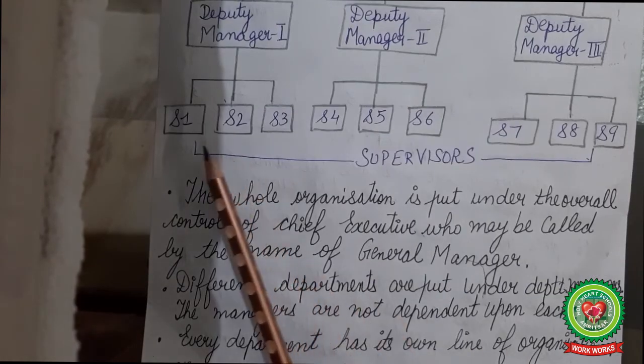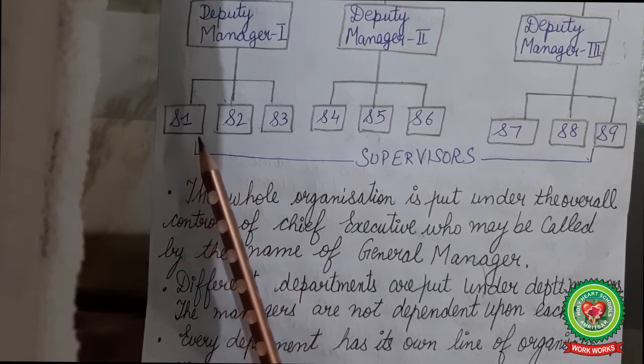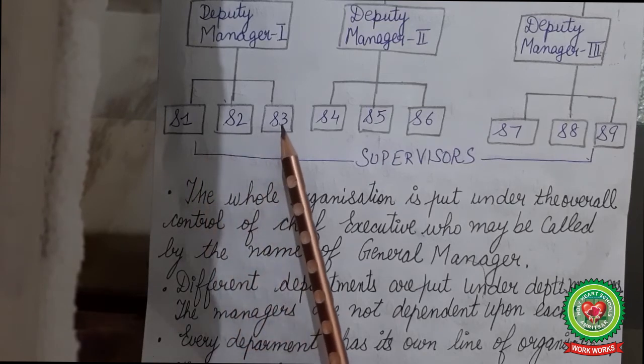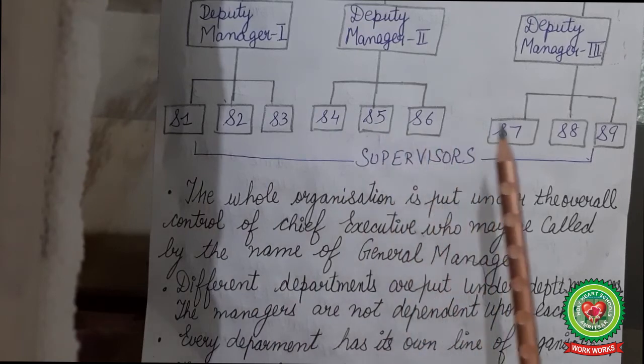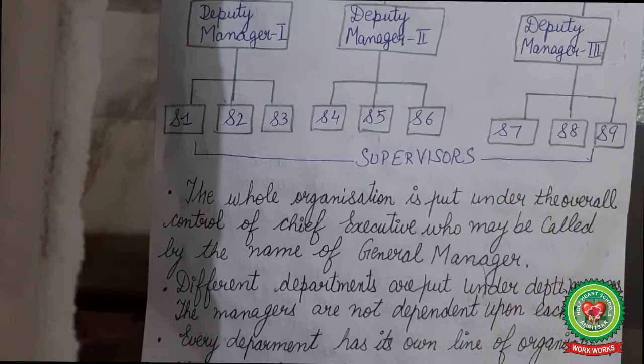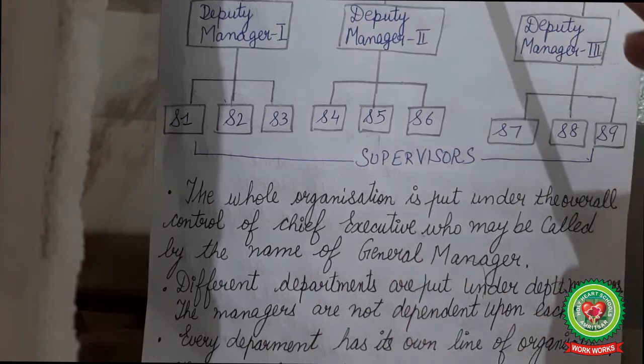Now every deputy manager has supervisors: supervisor 1, 2, 3, 4, 5, 6, 7, 8, 9. Three supervisors under one deputy manager. So this is a case of departmental line organization. Here the whole organization is put under the overall control of the chief executive, who is called the general manager.